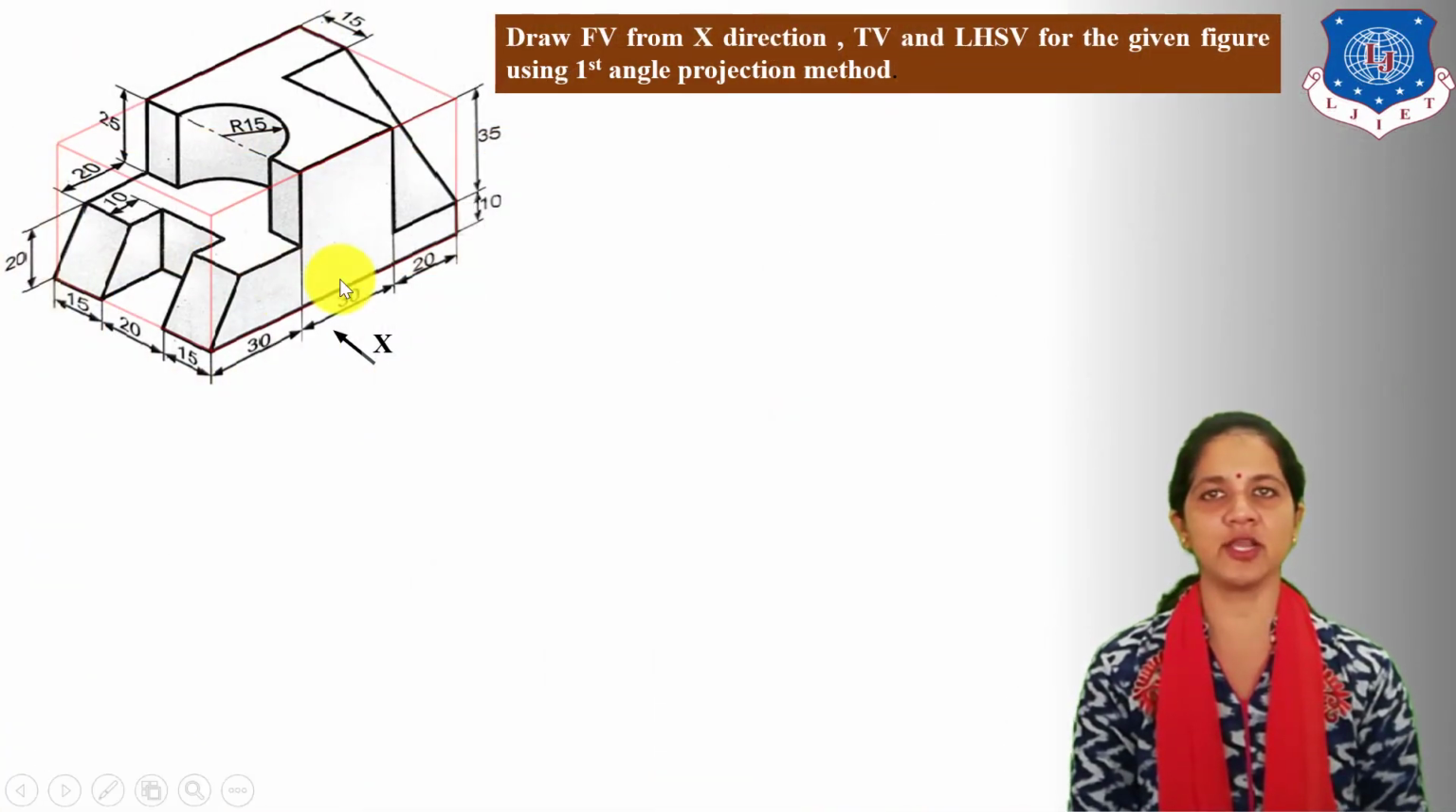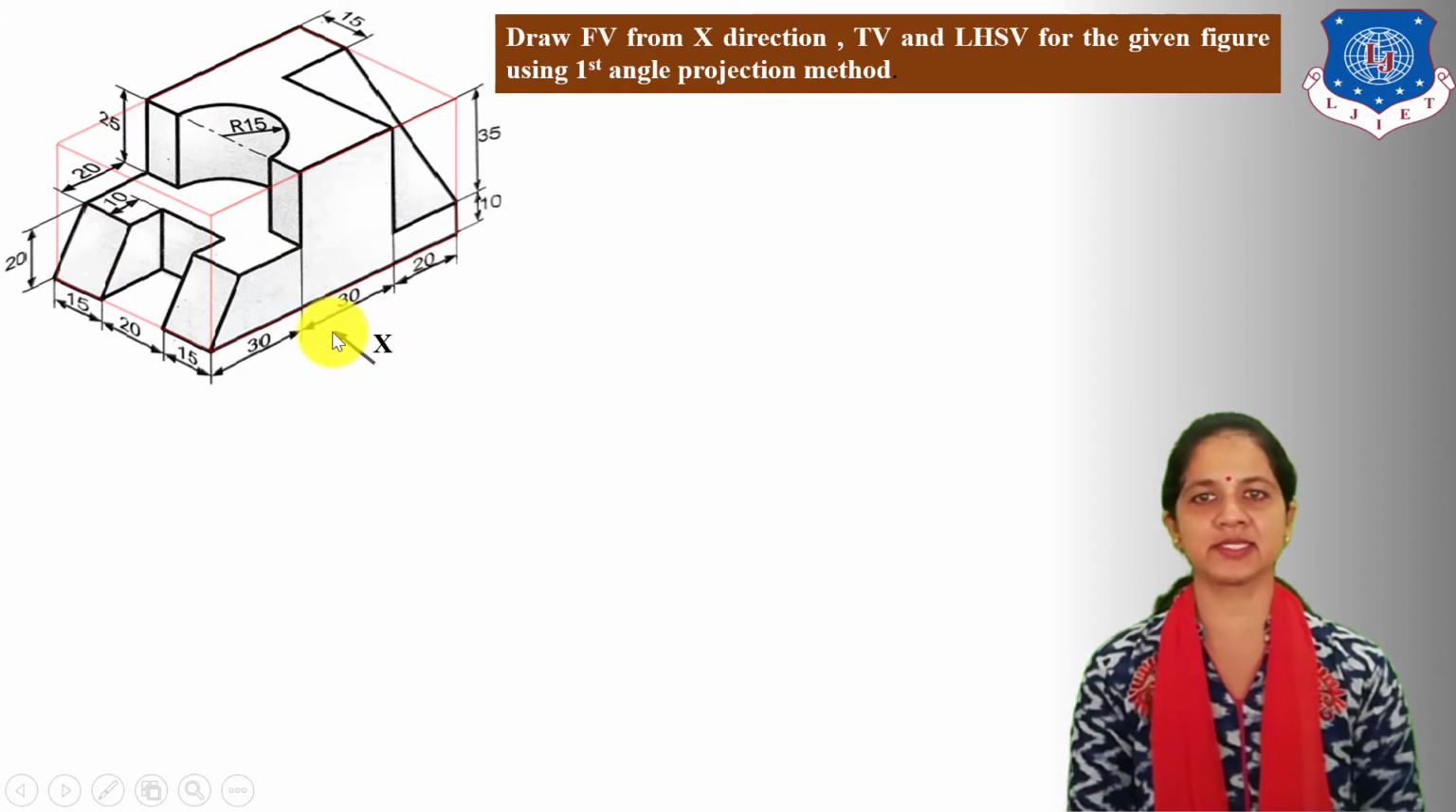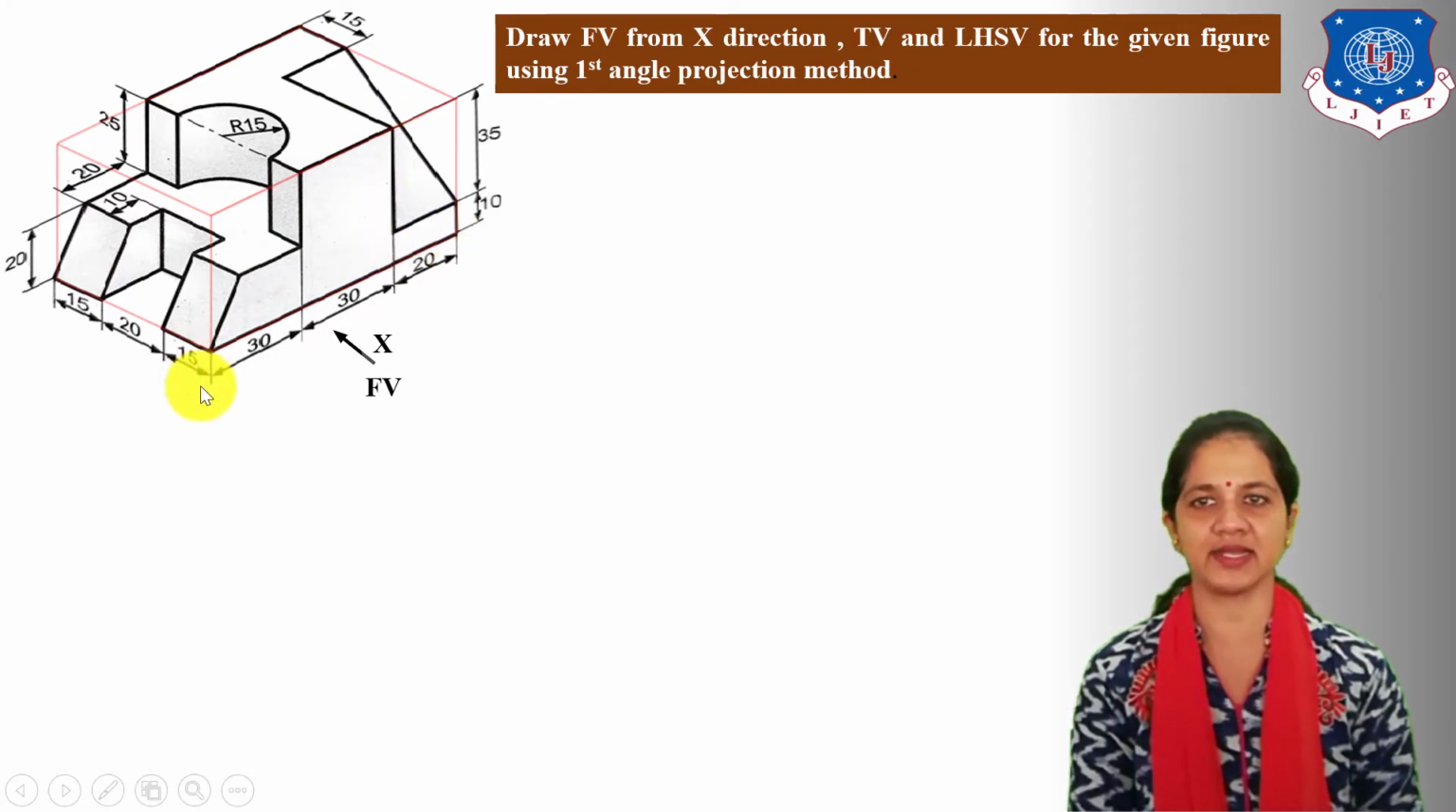Here one 3D object is given. As per given data, draw front view from X direction, top view and left hand side view for the given figure using first angle projection method. Here you can see X direction is given for front view. So this line indicates length, this vertical line indicates height and this line indicates width. This is our front view direction.